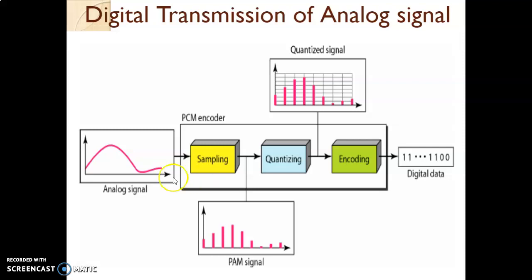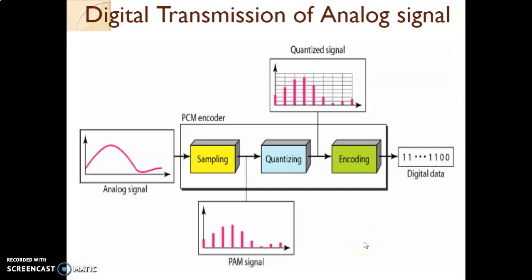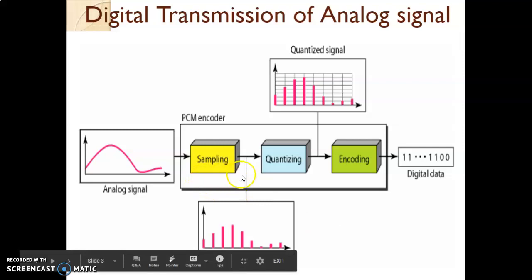Sampling is nothing but converting our analog signal into a sampled form, and this sampled signal is also called a pulse amplitude modulated signal. We have also seen the block diagram for the pulse amplitude modulated signal, and the different types of sampling such as natural sampling, impulse sampling, and flat top sampling. So sampling is the first step of converting analog signal to digital.